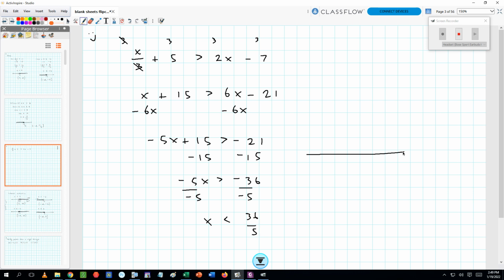Drawing. No equal to sign, so an open circle. And I'll shade to the left on this one as well because of the less than. Interval notation, left-hand number, right-hand number. You are approaching and approaching because of the open circle.